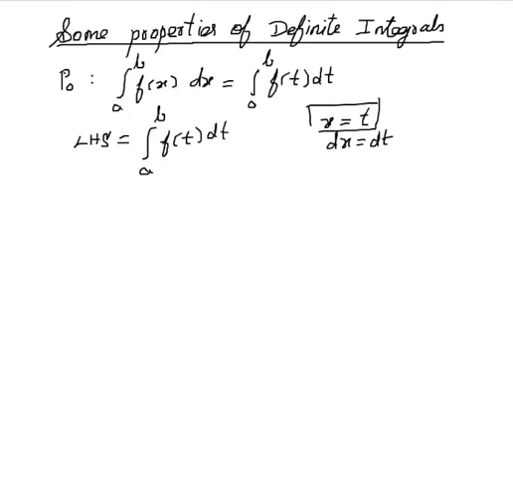So in case of definite integral questions, the variable is a dummy variable. Because the answer is not going to be in terms of x or in terms of t. The answer is going to be in terms of a and b after substituting the limits.